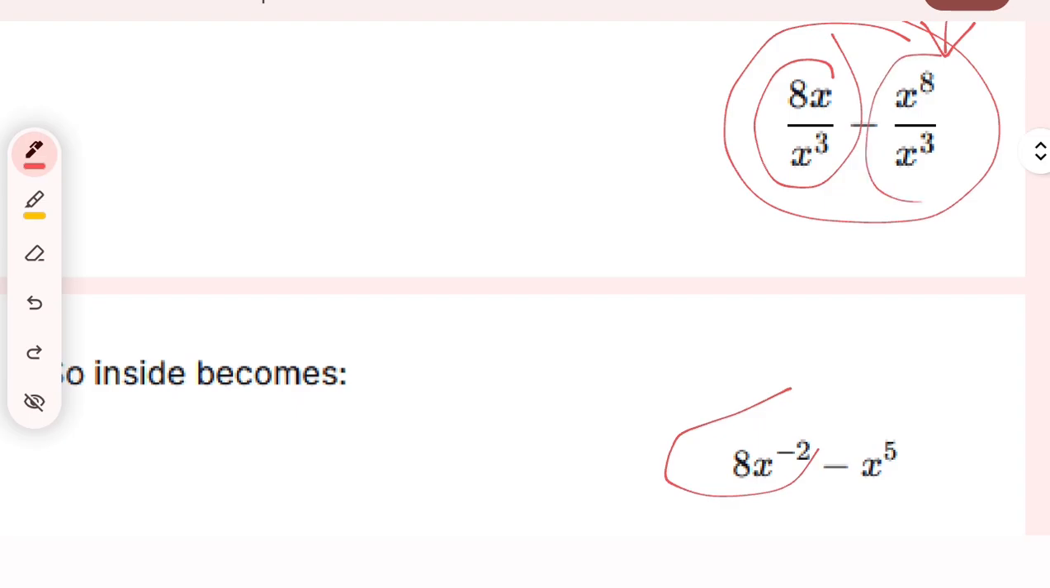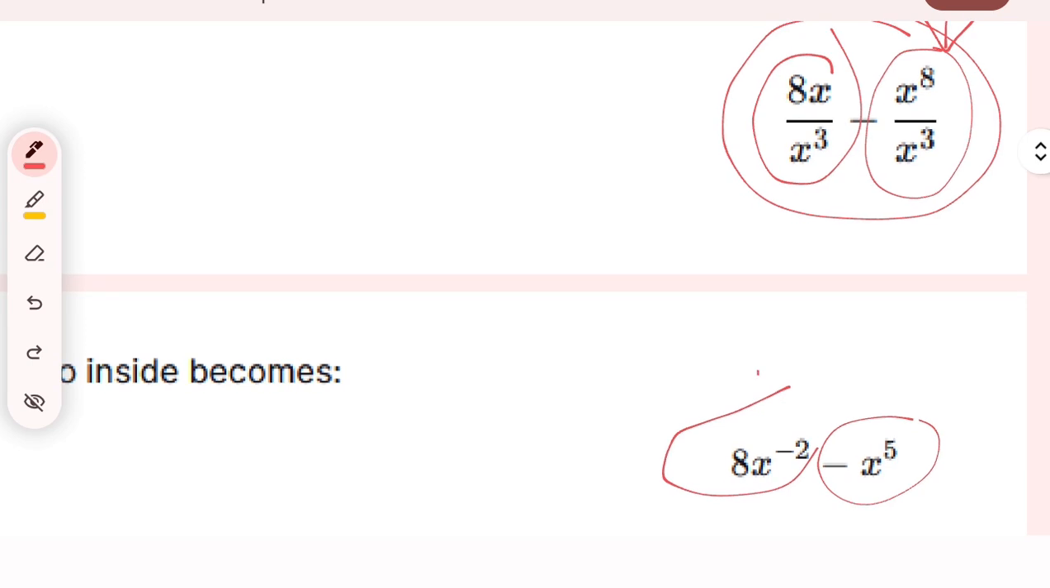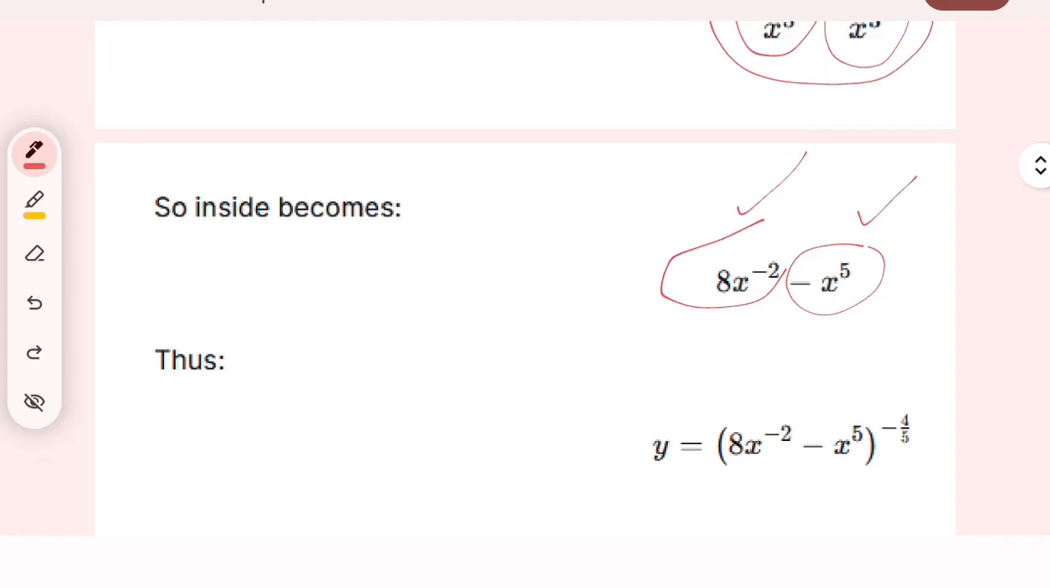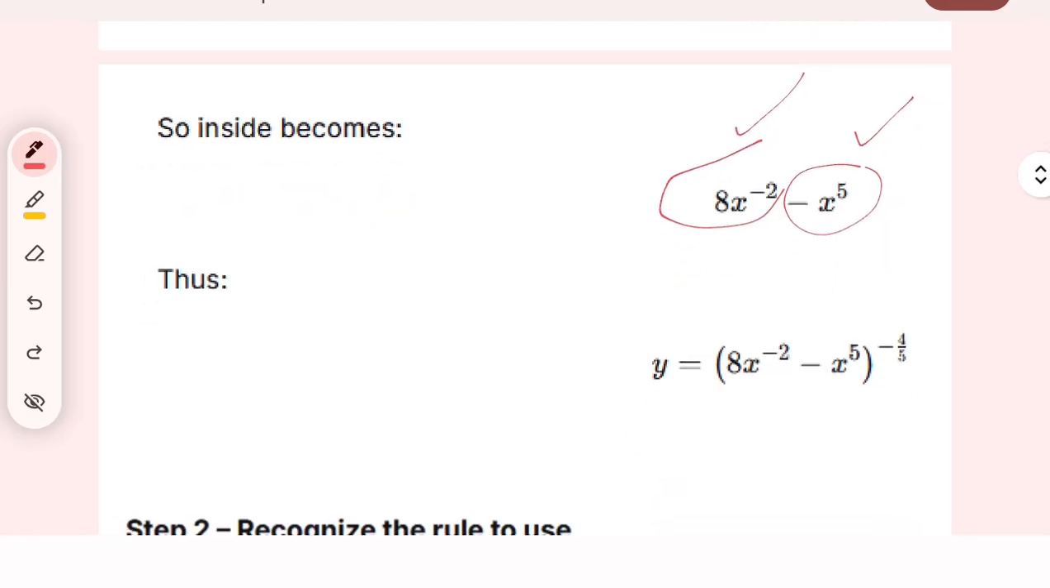Here we can also cancel x cubed. So what is left is x to the 5th, x to the 5. This one is simplified from the first fraction, and this one is simplified from the second fraction. As you can see, we have simplified it. So we can put them back. Once we have simplified it, we put them back. So this is now the simplified one.